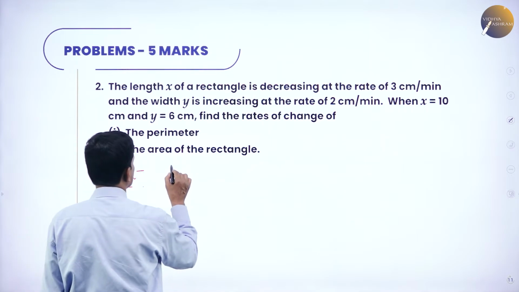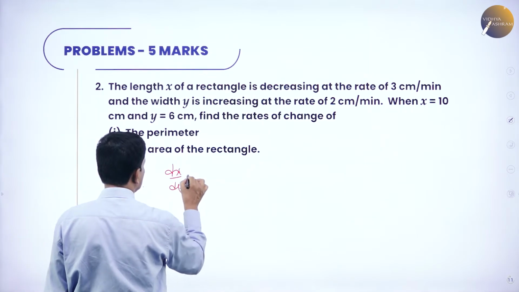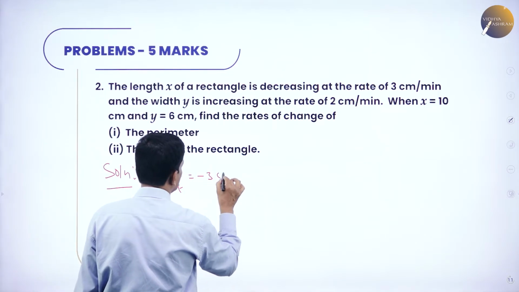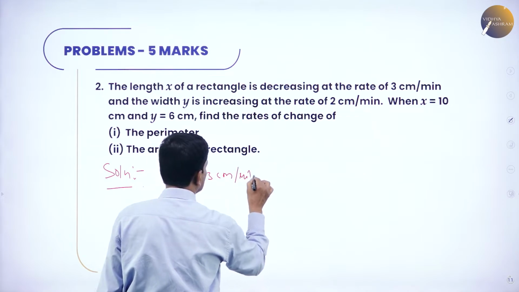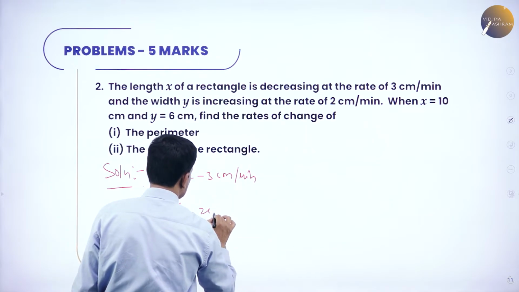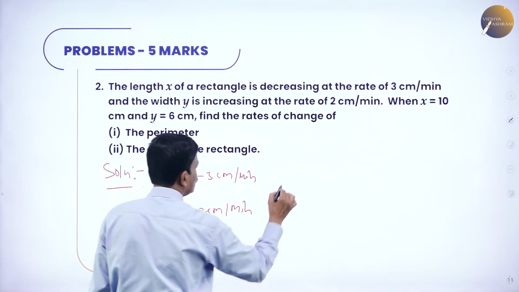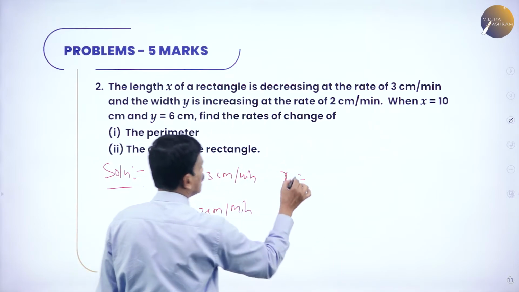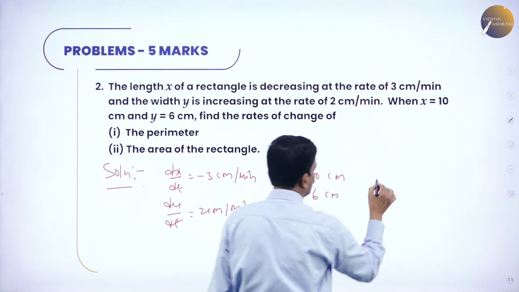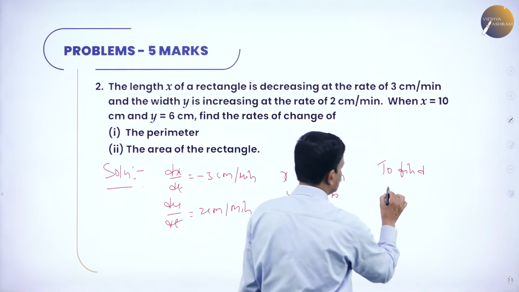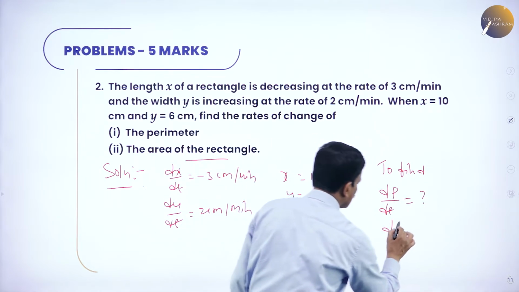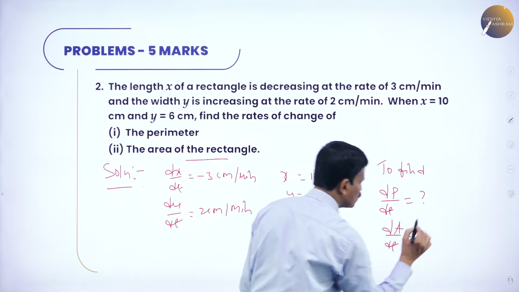Now what is given? Given dx by dt, the rate of change: the length x of a rectangle is decreasing. dx by dt is equal to minus 3 centimeters per minute, and dy by dt is equal to 2 centimeters per minute, and x is equal to 10 centimeters and y is equal to 6 centimeters. What is required is to find dP by dt, and then the area of the rectangle, dA by dt. These are to be determined.